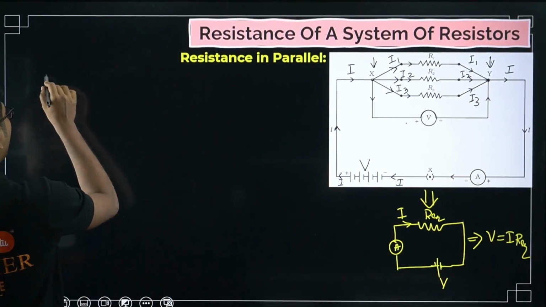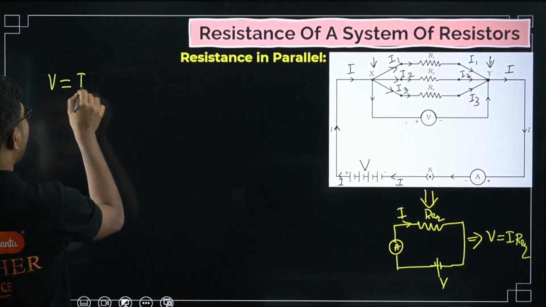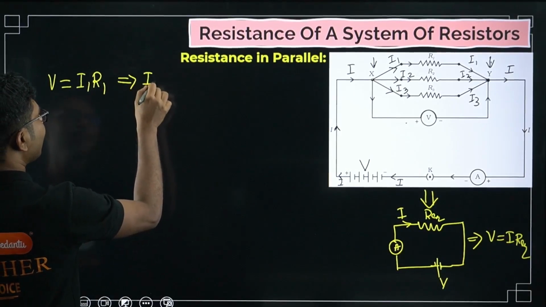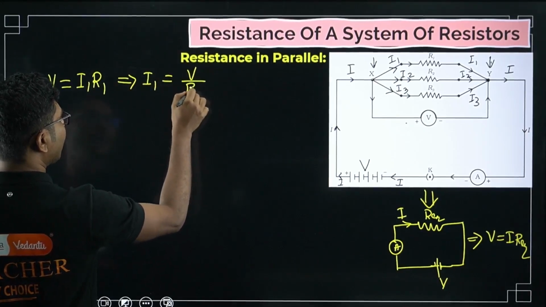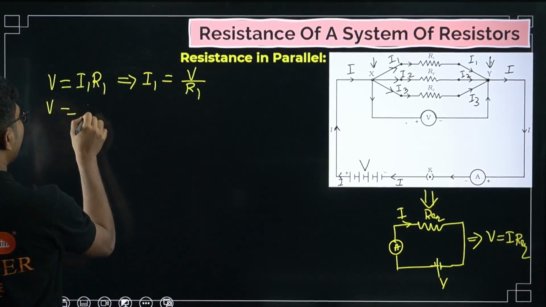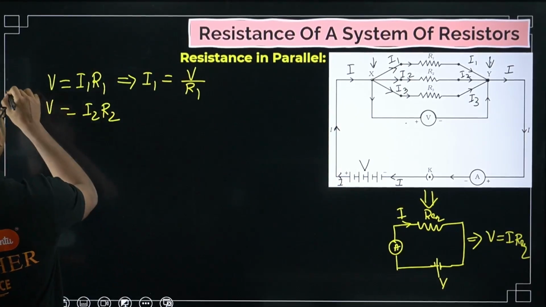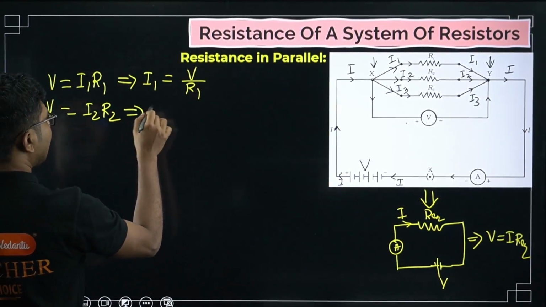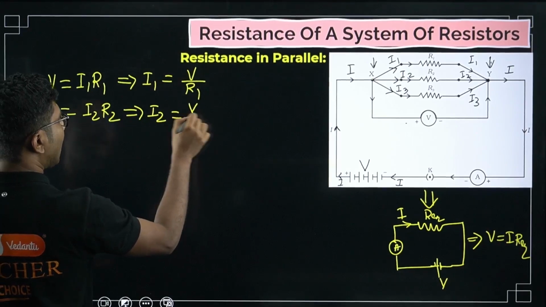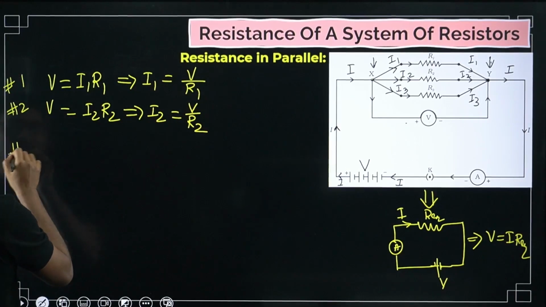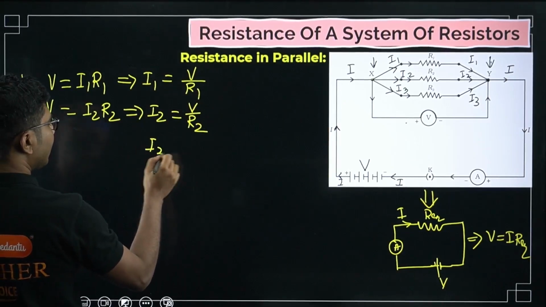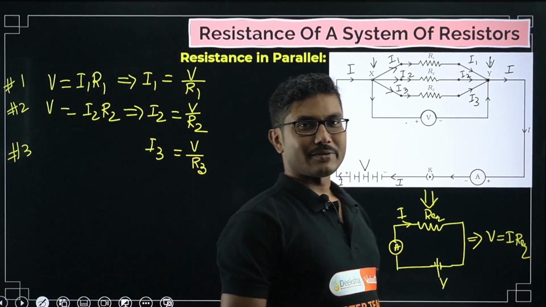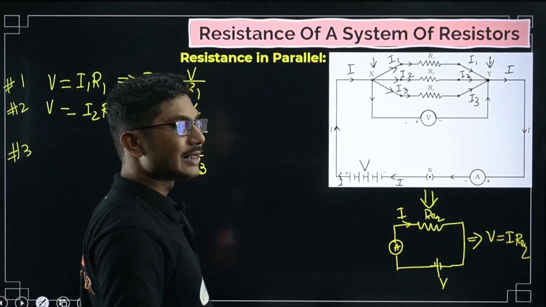So for resistance R1, I can say V is equal to I1 R1, or I can say I1 is equal to V divided by R1. Similarly, V is equal to I2 R2 for resistance R2. This is resistance number 1, resistance number 2. Again I can write I2 equals V by R2. Similarly, for resistance 3, I can write directly I3 equals V by R3. Right, so this is the current. I have calculated the individual currents. Voltage was the same, so I just needed to find the current.